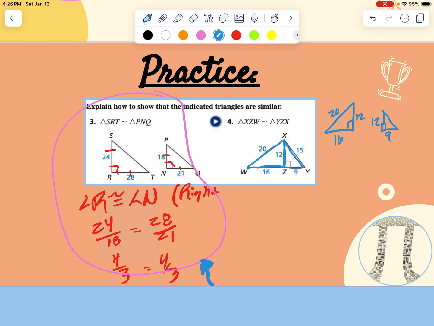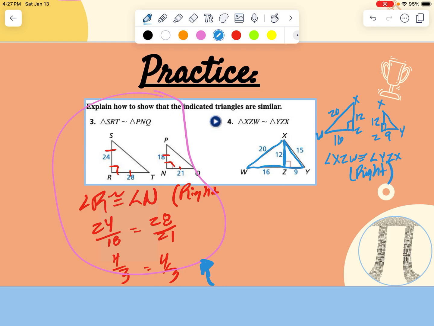Now, if I'm trying to see if these are similar and if I need to show that, first I'm going to start out by saying angle XZW is congruent to angle YZX. And there I would want to cite the right angles congruence theorem.